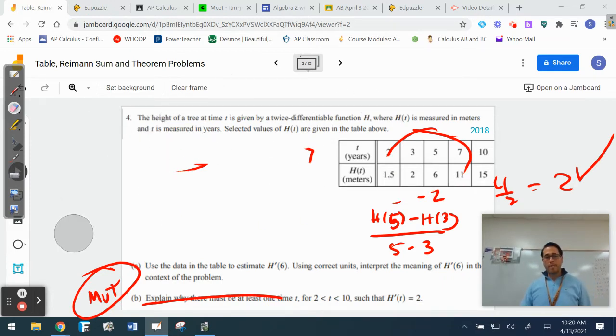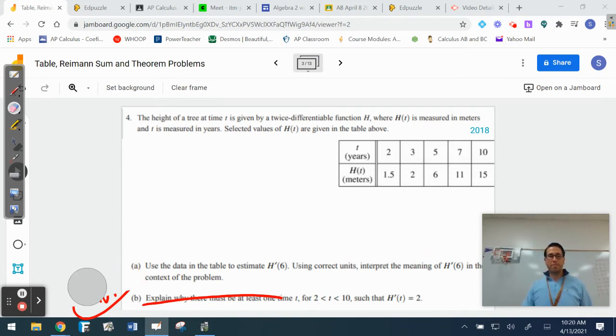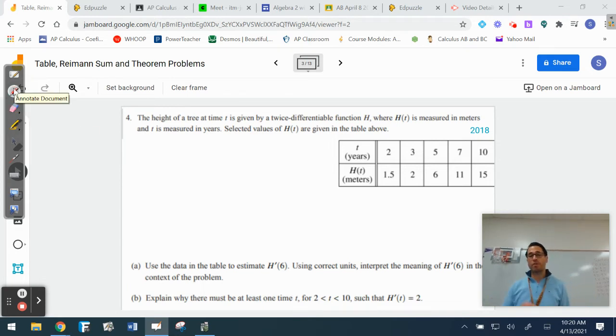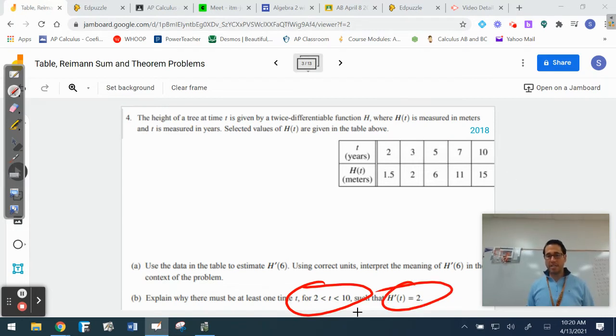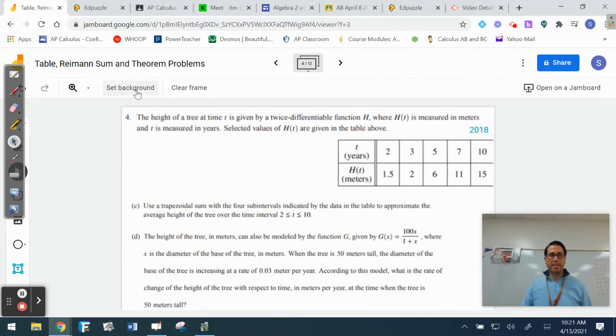Okay, so I guess I didn't do the best job of explaining the ending of that, but I'll say it right now again. Since H is continuous on the closed and differentiable on the open, the MVT guarantees a value between 2 and 10 such that H prime of t is equal to 2. Okay, let's keep rolling. All right, let's go with C right now.